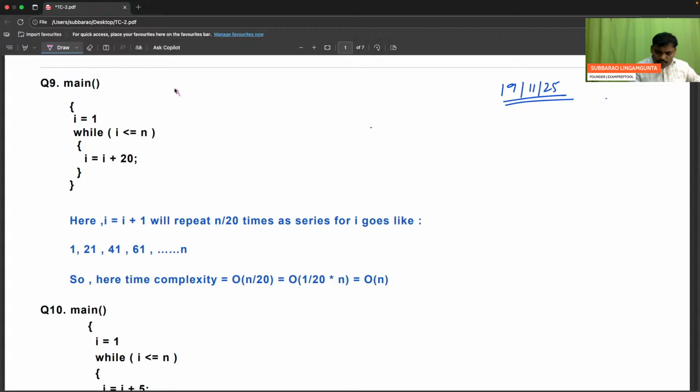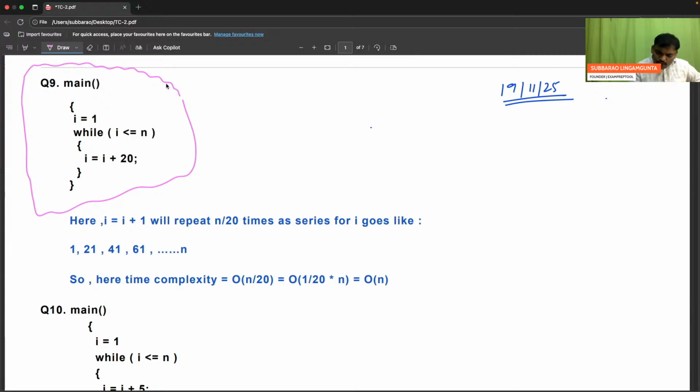This is the 9th problem. 8 problems we did in the last class. If anyone has not visited or not done the last class, I request you, please go through that first. I did 8 problems yesterday. Today is the 9th problem.